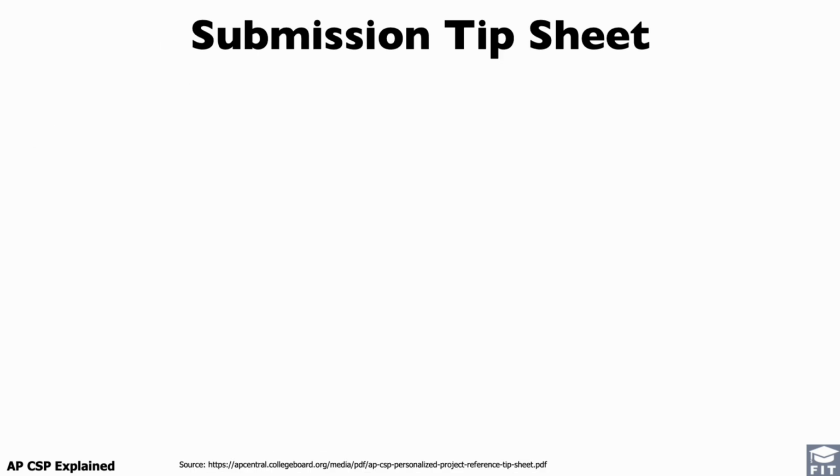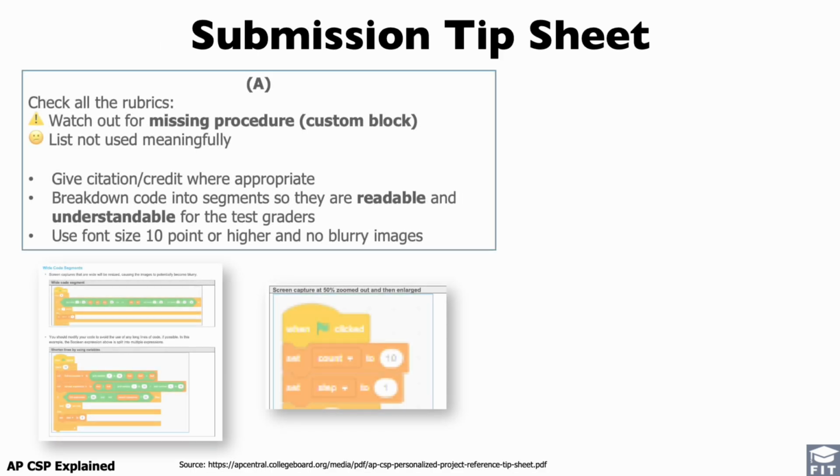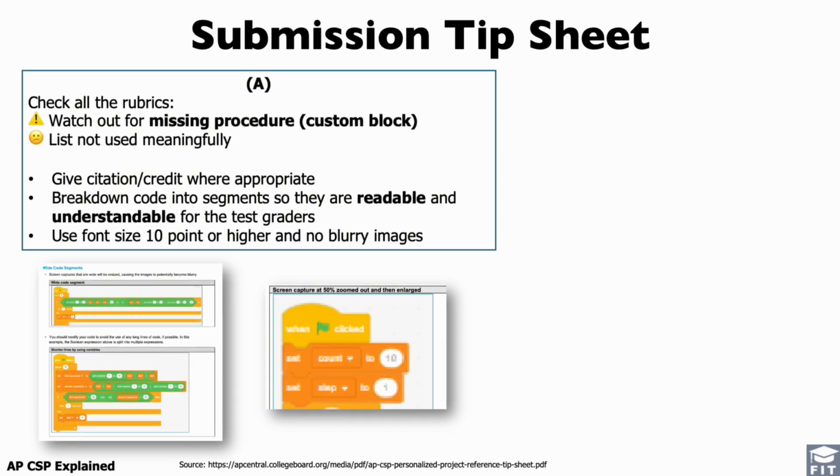Here are some quick tips for your April submission. For Component A, make sure there's no code you can't explain, and that all required rubric elements are included, especially procedures and list usage. If you used code from an external source or an AI tool, be sure to give proper credit. Make sure your code is clear, easy to read, and understandable for your grader.